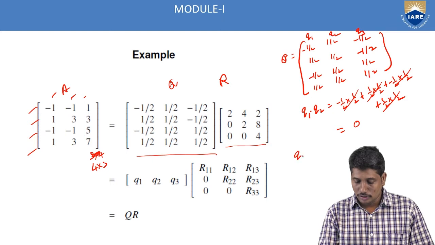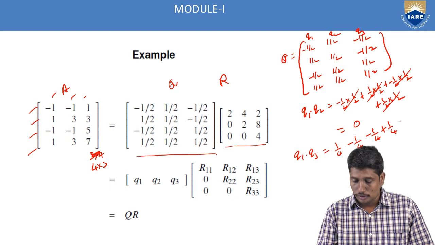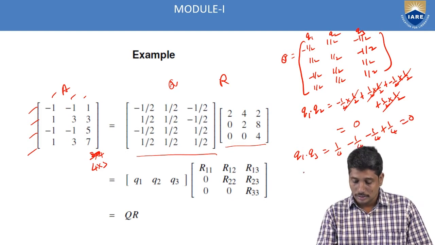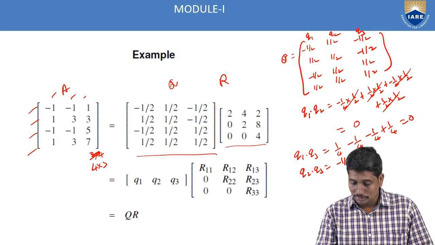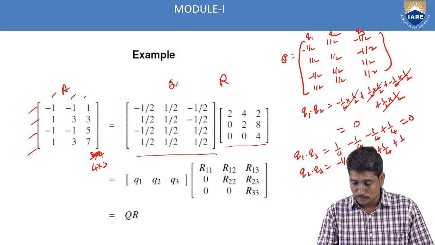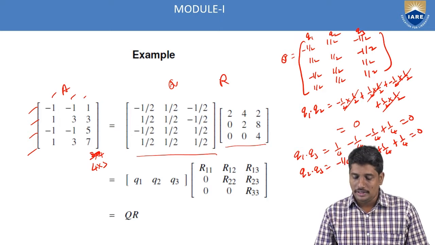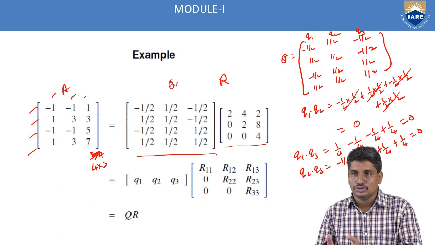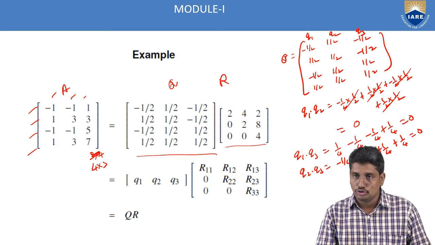In a similar way, you can find Q1 dot Q3, which is equal to 1 by 4 minus 1 by 4 minus 1 by 4 plus 1 by 4, and automatically we get the answer 0. Now, if you multiply Q2 with Q3, it becomes minus 1 by 4 minus 1 by 4 plus 1 by 4 plus 1 by 4, and hence the result is 0. So the dot product of every pair, that is Q1 dot Q2 is 0, Q2 dot Q3 is 0, Q1 dot Q3 is 0. That means every pair is behaving orthogonal to each other.